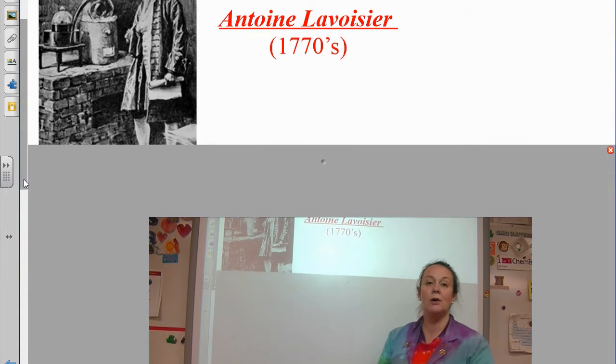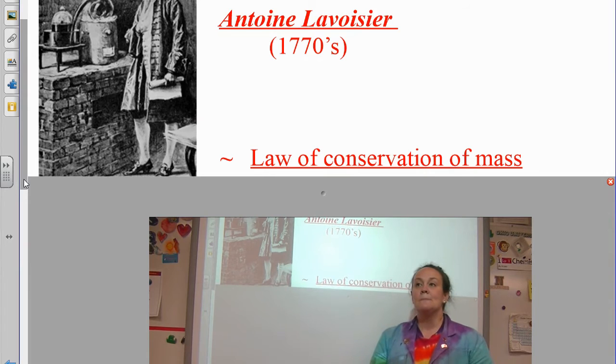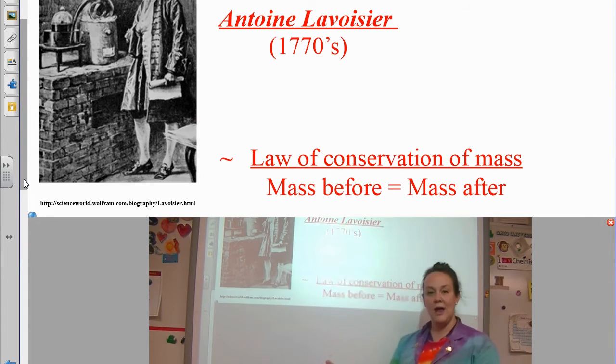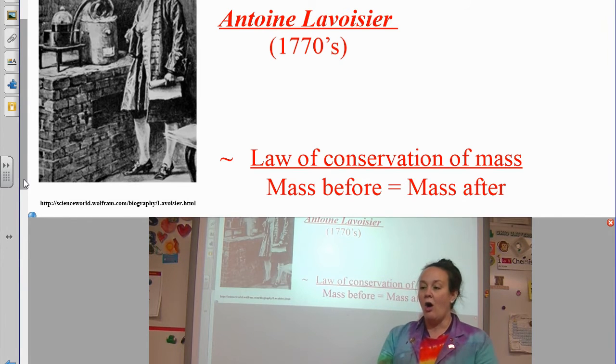He ended up writing what's called the law of conservation of mass. The law of conservation of mass says that the mass before a reaction has to be equal to the mass after the reaction, as long as you've captured all of the reaction. And how does this lead us to believe that atoms exist?